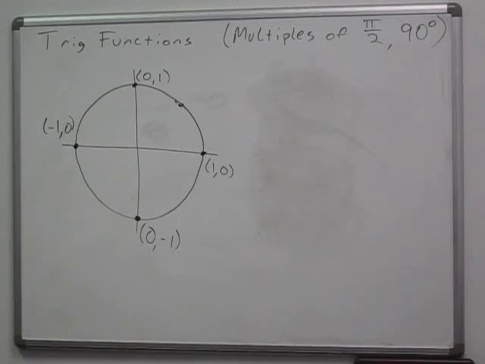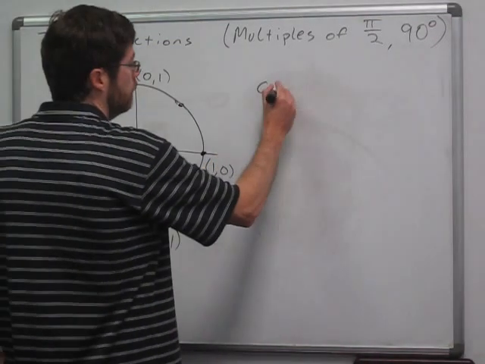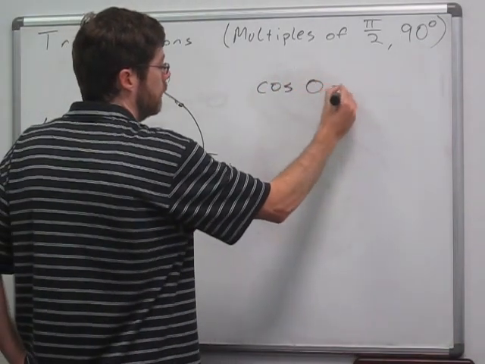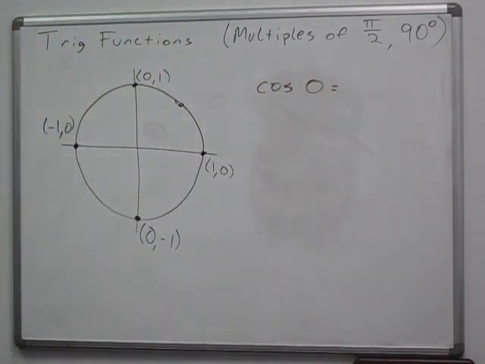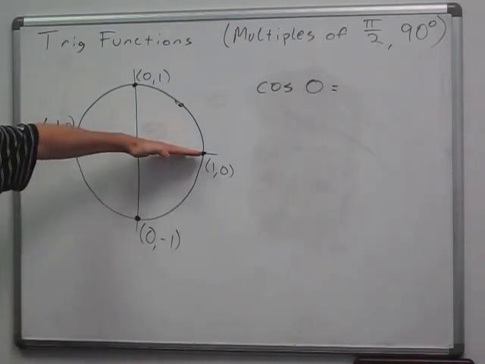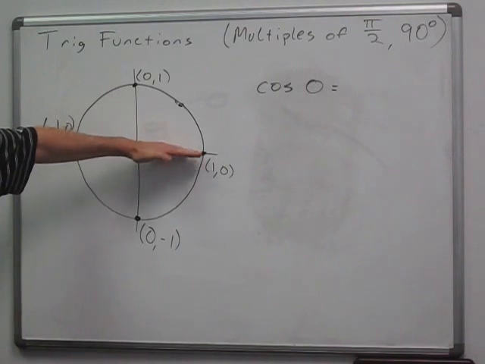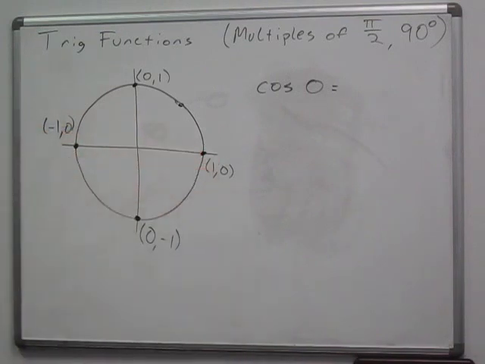Let's evaluate our trig functions for multiples of pi over 2, otherwise known as 90 degrees. So let's evaluate cosine of 0. Using our definition on the unit circle, we are going to rotate our arm nowhere. It's just going to stand right here. The point on the circle corresponding to our terminal side is 1, 0.